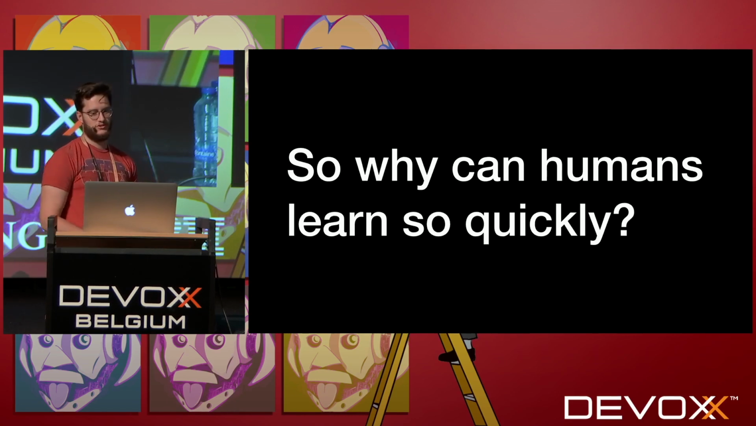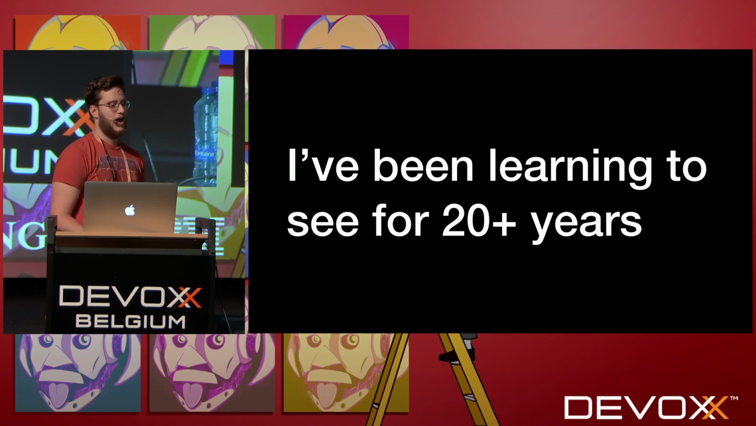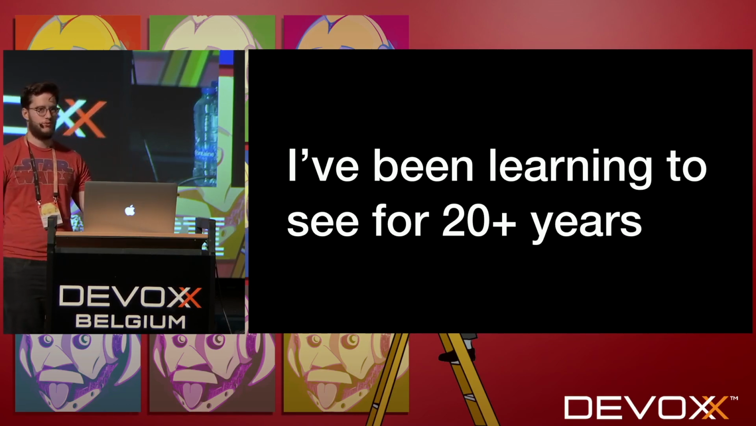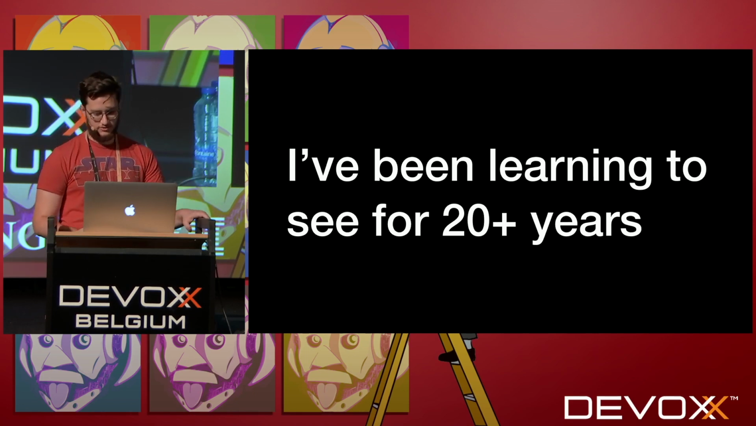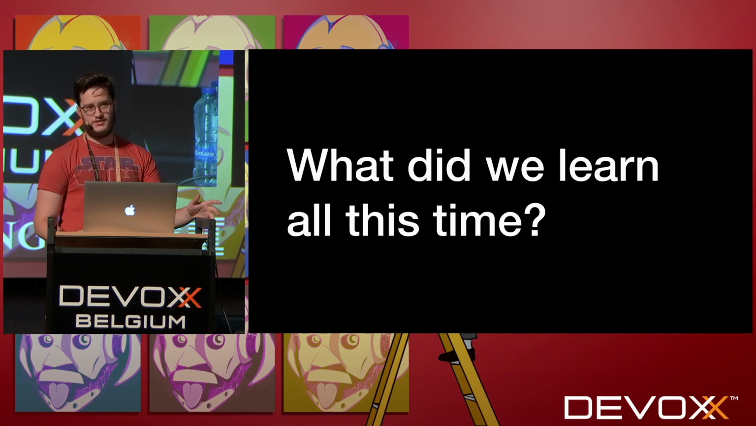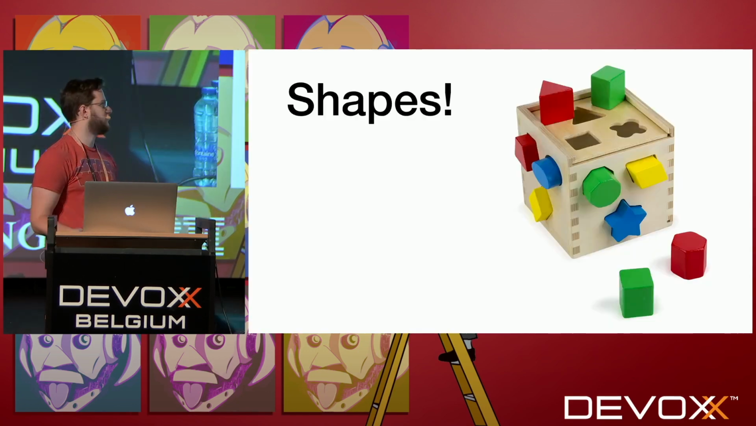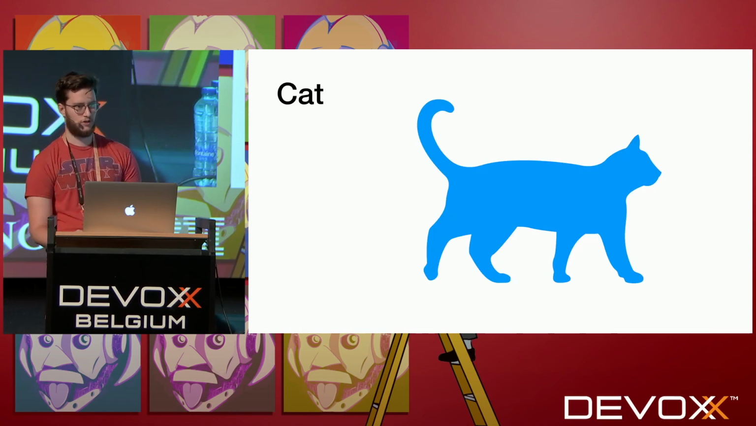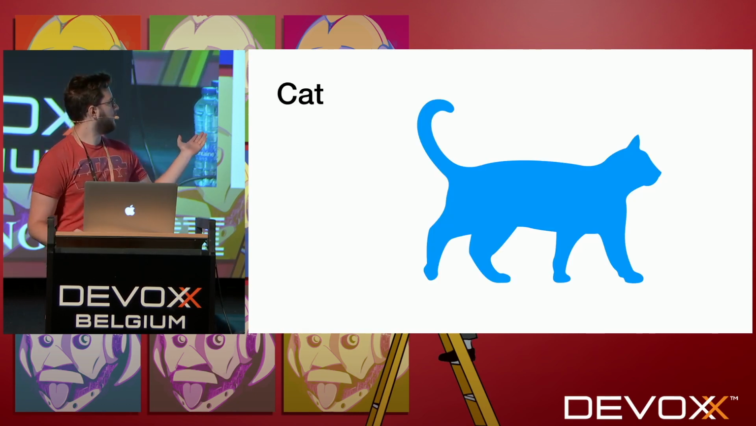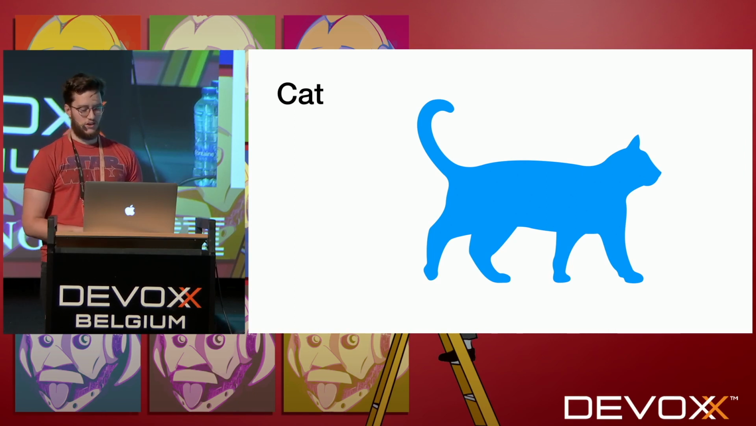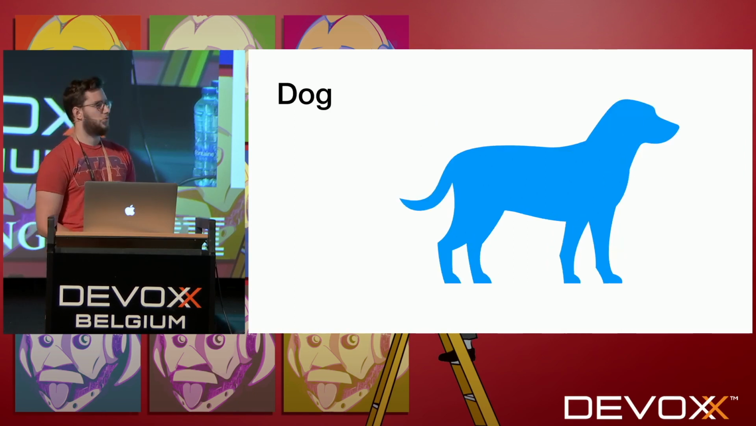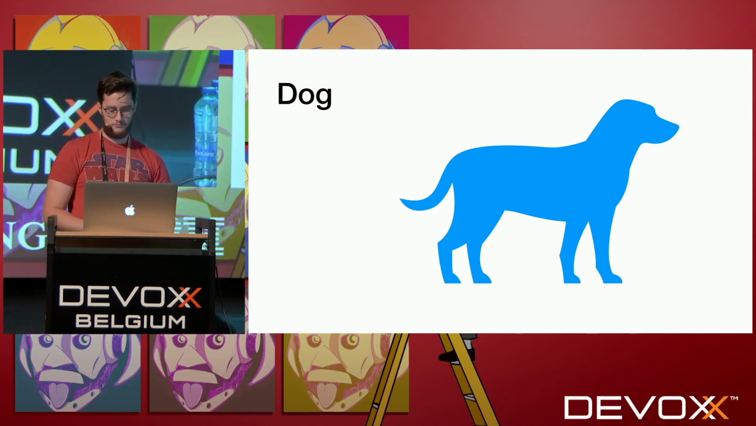So, why can humans learn so quickly? I don't know about you, but I've been learning for over 20 years. You guys might have been learning longer. Who knows? What have we been learning all this time? One thing is shapes. So if we look at this nice photo of a cat, we can still tell it's a cat, even though it's not an actual cat. It's just a shape of a cat. And if we look at this photo of a dog, we can probably tell it's a dog, even though it's just a shape of a dog.